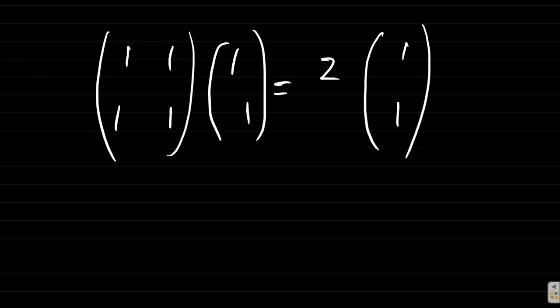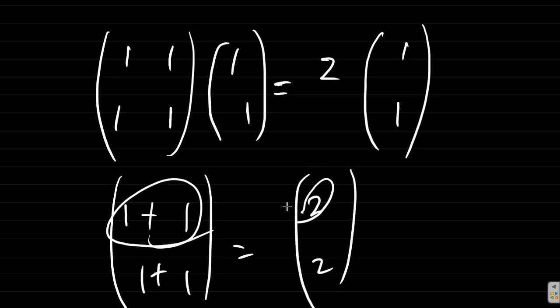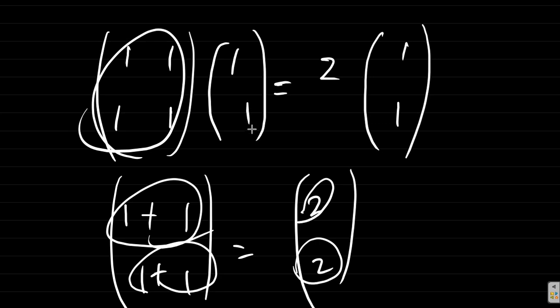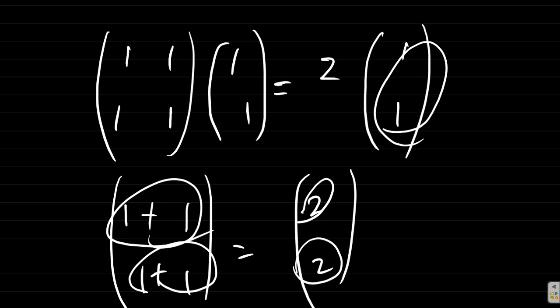1 times 1 is 1 plus 1 times 1 is 1. Good. 1 times 1 is 1 plus 1 times 1 is 1, is equal to 2 times 1 is 2, 2 times 1 is 2. You see that 1 plus 1 is 2, 1 plus 1 is 2. So they work out to be the same thing. A times x equals lambda times x. So instead of having the whole matrix multiplied by its eigenvector, we could just use the eigenvalue of the matrix times its eigenvector.